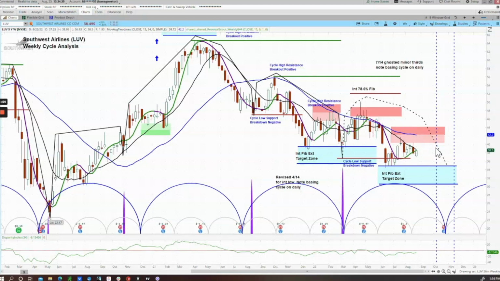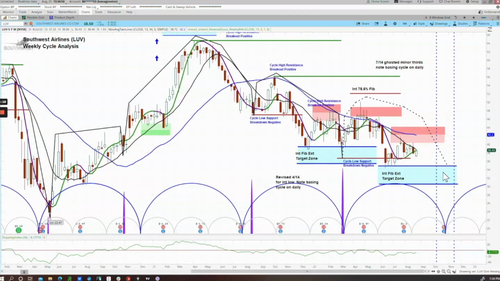Now notice those two vertical dashed lines over here on the right. That is the cycle timing window, a period of time of a few weeks around this ideal cycle bottom, when we would expect the current cycle to make its low and begin to turn up into the rising phase of the new cycle. On this weekly chart of Southwest, that period of time runs from October 10th to November 18th.